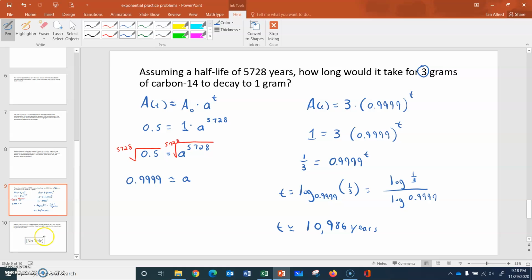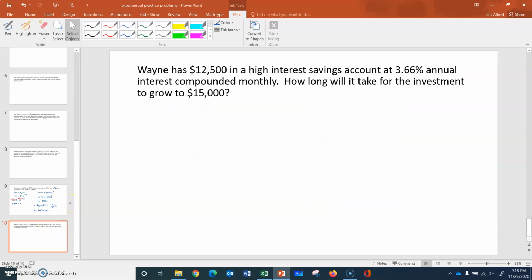So let's try another one. This one here has to deal with money, so it must be an interest problem. Wayne has $12,500 in a high interest savings account at 3.6% annual interest compounded monthly. How long will it take for the investment to grow to $15,000? So let's see what all we know here. Well, the formula we're looking for is A of t for the ending amount equals P times parentheses 1 plus r over n raised to the n times t.